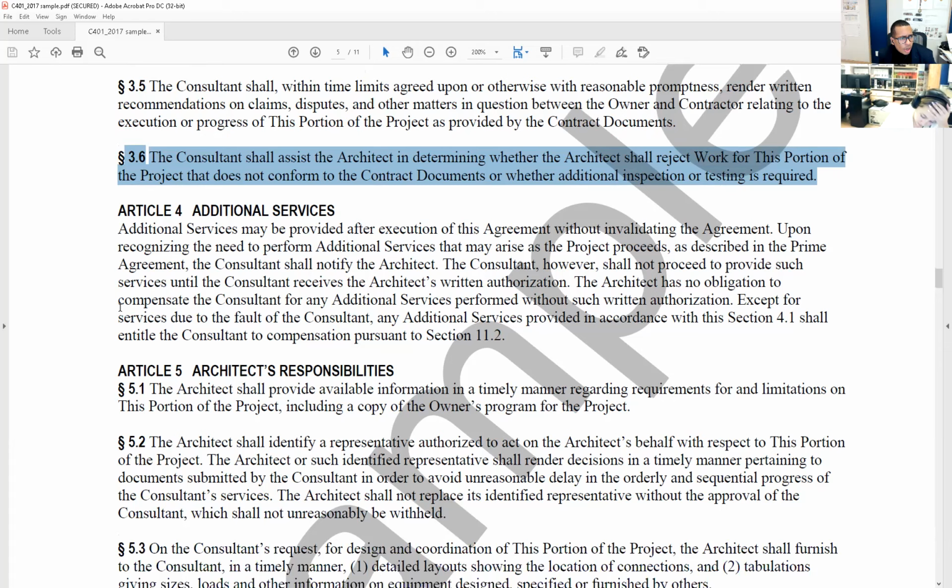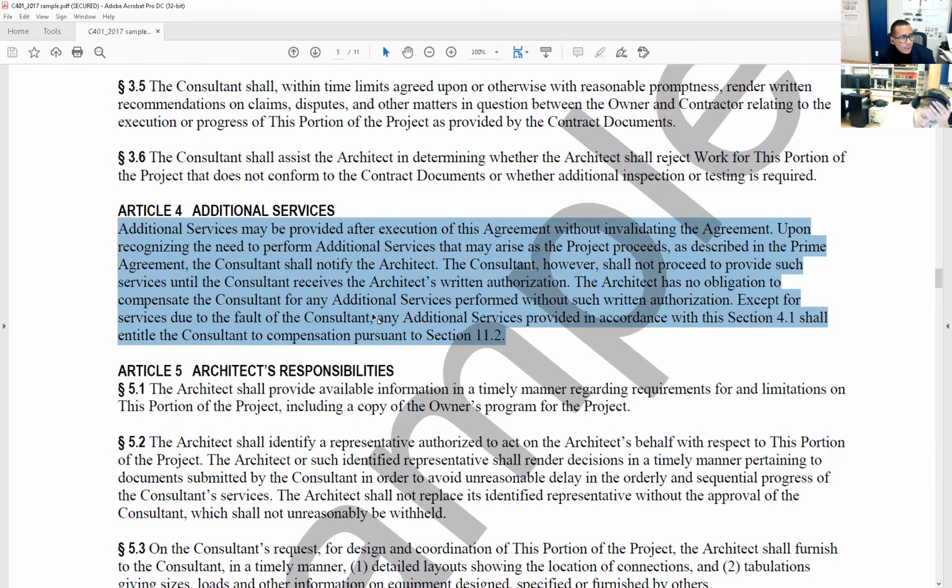So Article 4, additional services. Additional services may be provided after execution of this agreement without invalidating the agreement. Upon recognizing the need to perform additional services that may arise as the project proceeds, as described in the prime agreement, the consultant shall notify the architect. The consultant, however, shall not proceed to provide such services until the consultant receives the architect's written authorization.